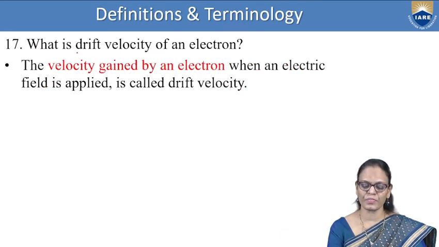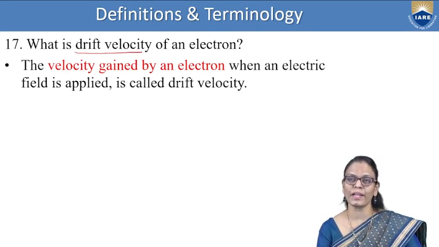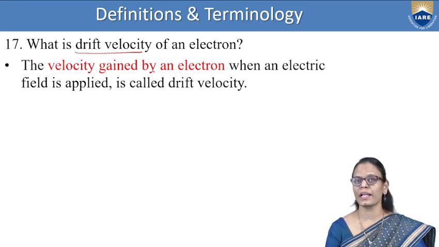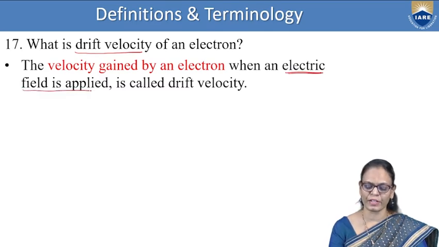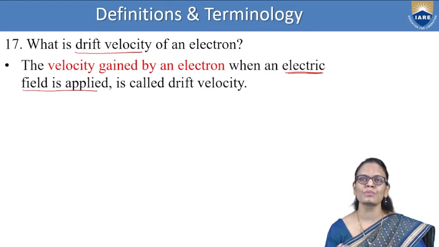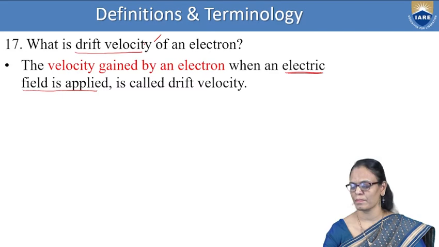Next, what is the drift velocity of an electron? How is an electron gaining that velocity? The velocity gained by an electron when an electric field is applied is called the drift velocity. Whenever we apply an electric field, there exists a potential difference between the two terminals. Because of that, the electron will gain velocity and we call it drift velocity.